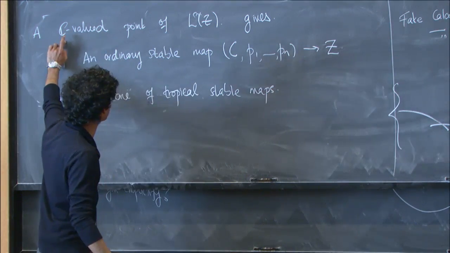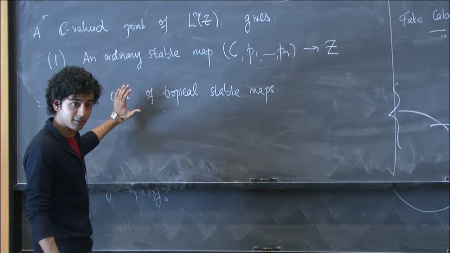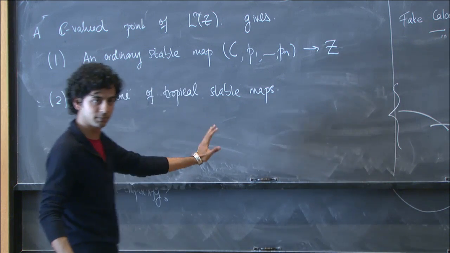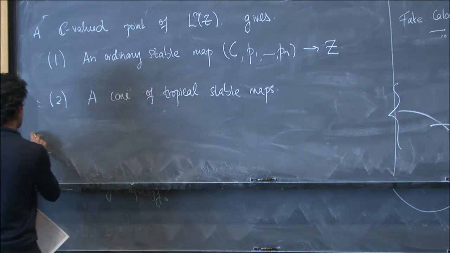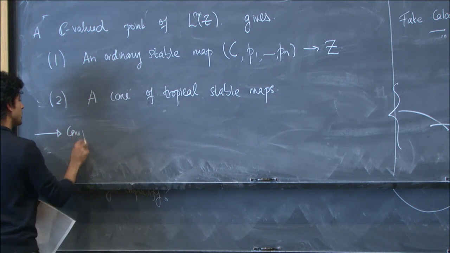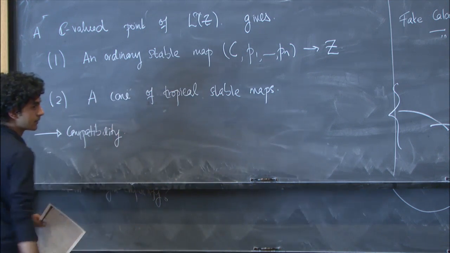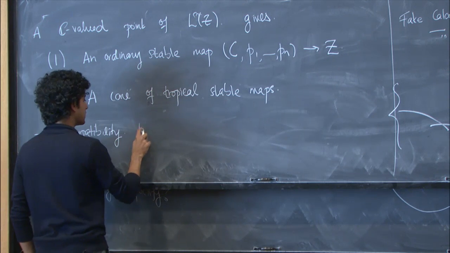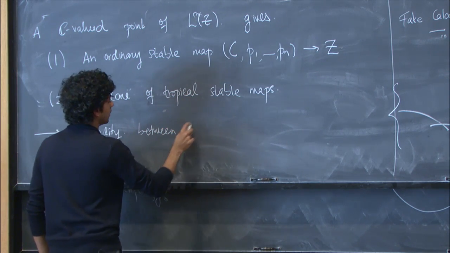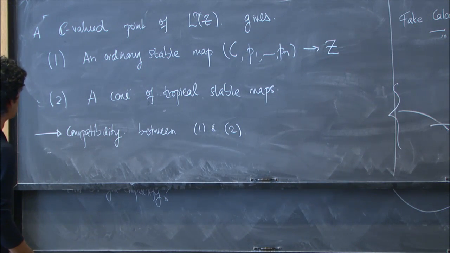So a C-valued point gives me one classical stable map and an entire cone, an entire family of piecewise linear tropical objects. So it's some hybrid thing. And then there are compatibility conditions between these. It's all the guys of a certain combinatorial type. That's right. It's the maximal cone of that combinatorial type. So compatibility between 1 and 2. I'll say this in words.